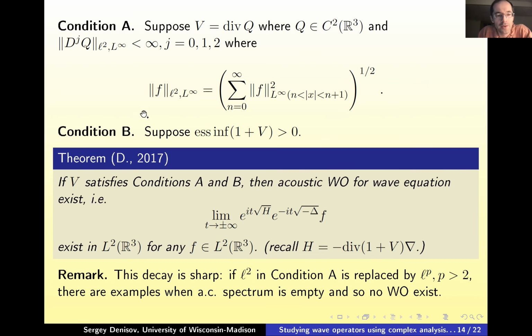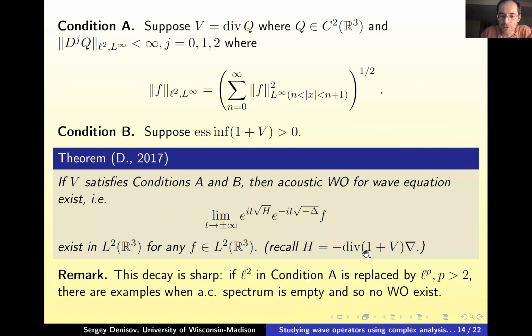Okay, and then the theorem, which I proved some time ago, says that if you take a potential V which satisfies both conditions A and B, then these acoustic wave operators will exist. They exist in the sense that you can take every function f in L2, and this limit will be a limit in L2, the limit in the standard Hilbert space.